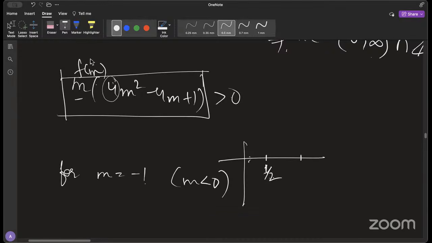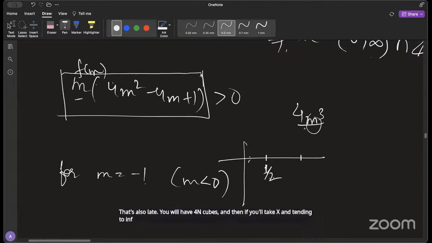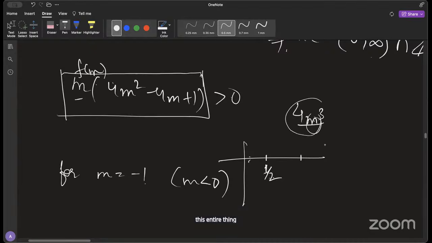Right. This one's also fine, but okay, what's your question? Ma'am, what I'm saying is, here the coefficient of highest degree of m is positive, and it is a cubic polynomial. So as x tends to minus infinity, Yeah, you can do that too. Yes, ma'am, that's also a way, right. You'll have 4m cube, and then if you take m tending to infinity, you'll have this entire thing going to infinity. So it will be this here, and if you take minus infinity, it will be this here. At 0, you should have this thing. That's also fine. You can do it this way as well.